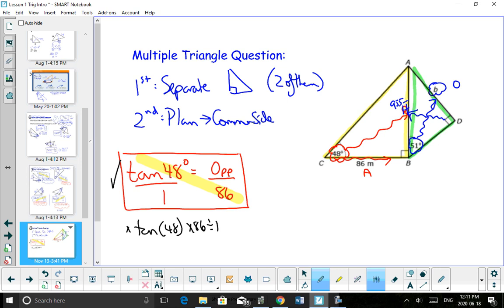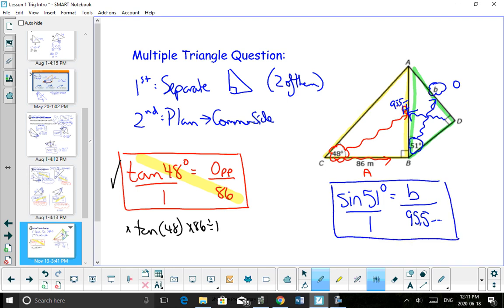So O and H is sine. So I'm going to go sine 51 opposite over hypotenuse. Now, I'm going to write in the 95.5, but I'm going to go... to show that I am going to use the entire decimal. So again, put this over 1. This is what I need to see. So you're going to multiply the one that does not have the letter. So this is the diagonal that does not have the letter.